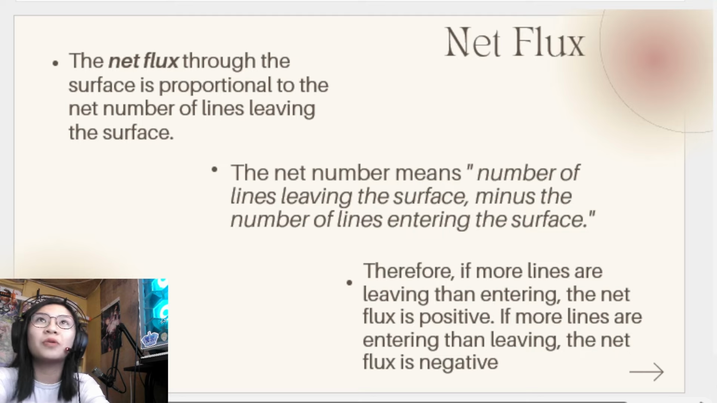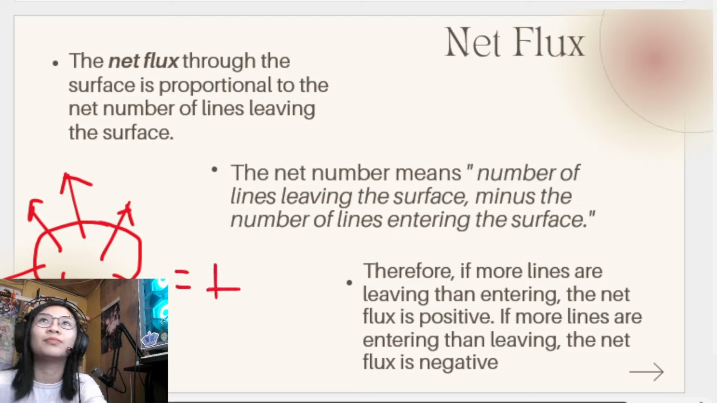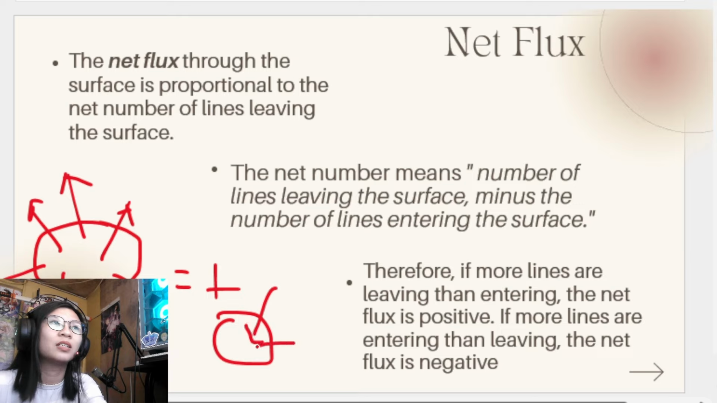Okay? So, therefore, if more lines are leaving than entering, what do I mean by that? If more lines leave than enter, then that is positive. But if more lines enter than leave, then that flux is negative.